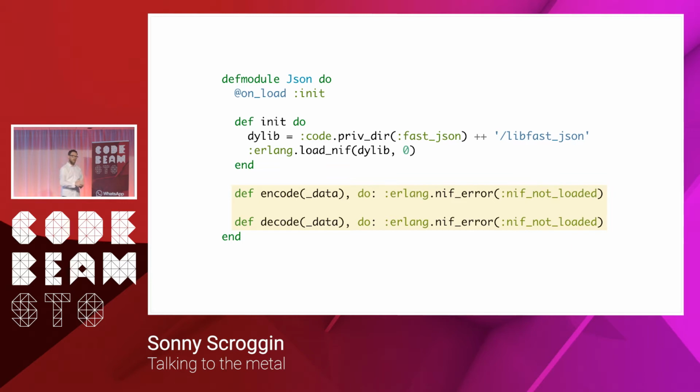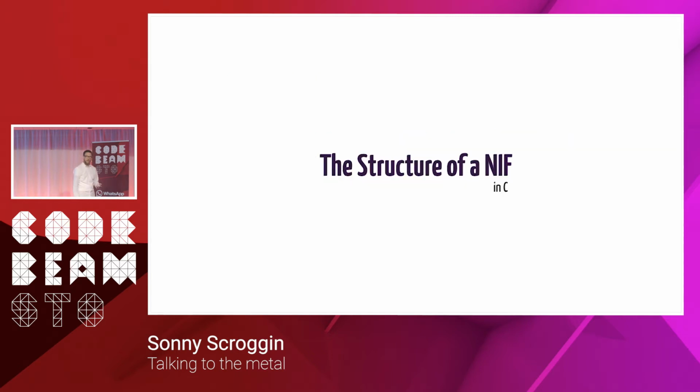You could, however, instead of returning errors here, have some sort of Erlang or Elixir implementation of the function. So in the case that there was an error while loading the NIF, it would fall back to a different implementation. So let's take a look at the structure of a NIF in C. This is from the erl_nif API, which provides us these various things, so we can include the header file.